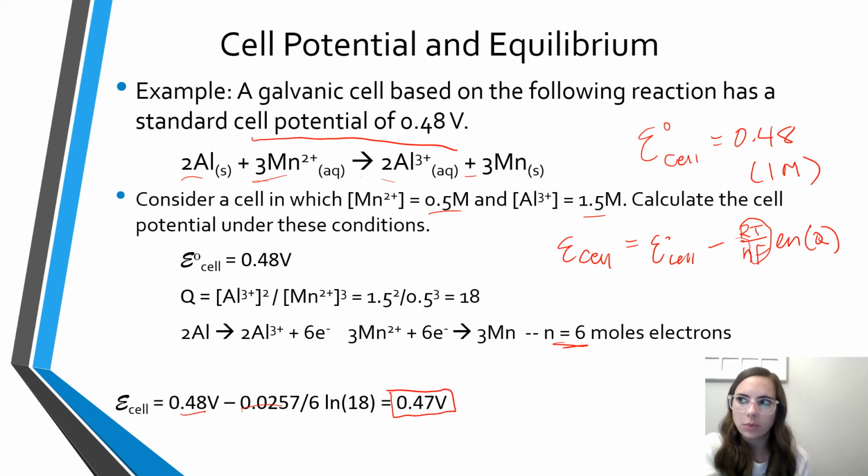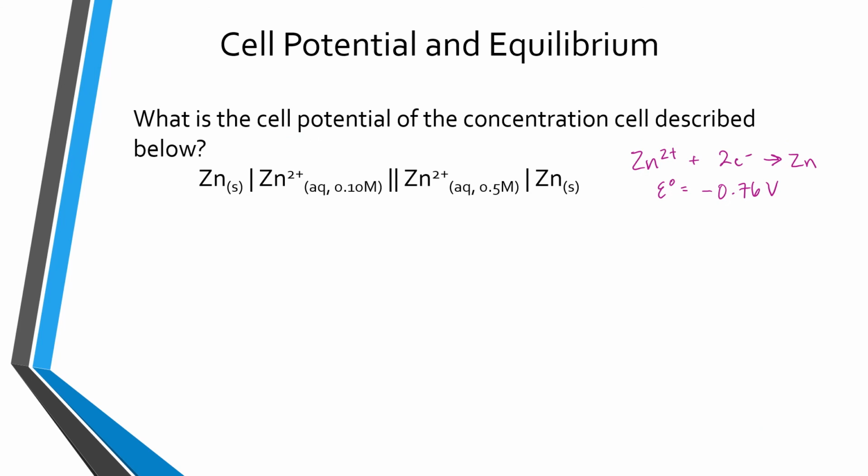Now, if we look, we see here that our products were greater than our reactants. So what we expected was for the cell potential to decrease. And even though it's very slightly, it did decrease when compared to the standard. All right, so here we're given a cell in line notation, and it's actually a cell constructed with just zinc.